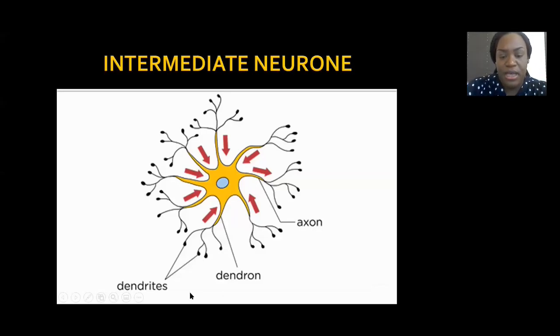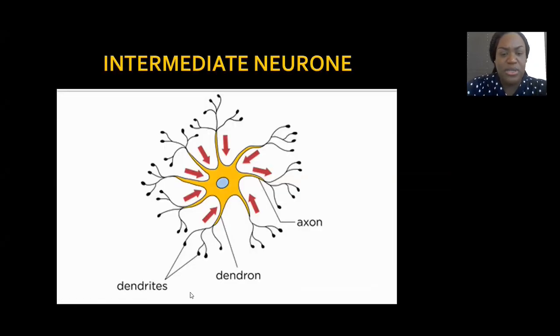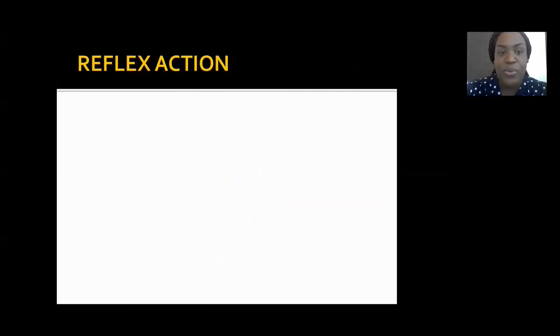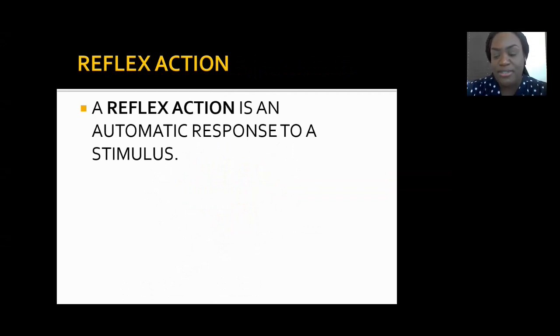Okay, LaShawn, I hope that answered your question. Okay, let me get to one more question. So, yes, all of these signals are flowing in one direction, okay? Information is always coming in at one end of the cell and going to the other, opposite end. So let's start with, what is a reflex action?